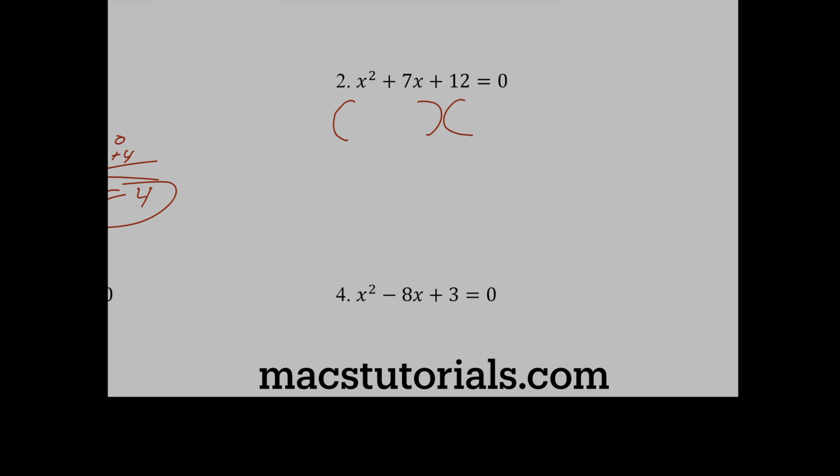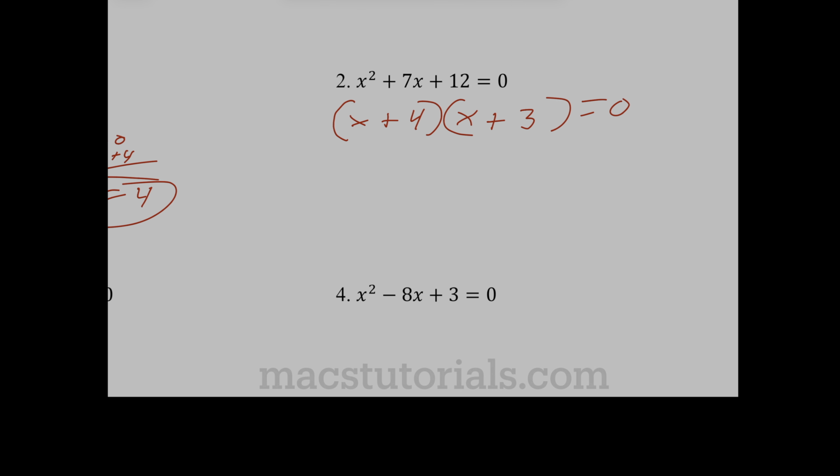So now my next step is to try to do one of these. Third term positive, signs are the same. Take the sign of the middle. What factors into 12 and adds 7? Is there anything? 4 and 3. Boom.